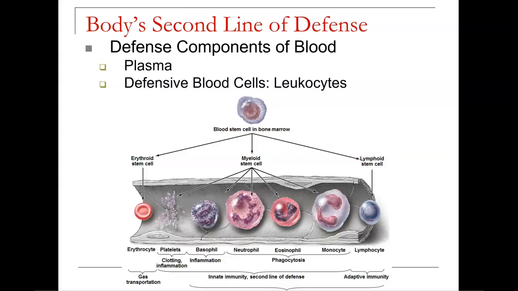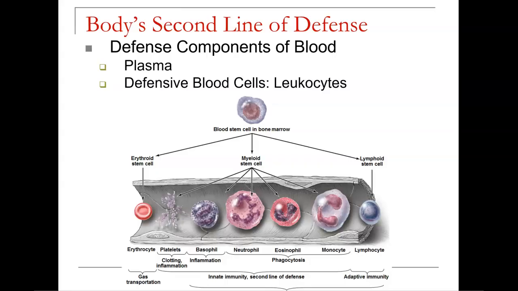Next one is going to be the one to the left of the neutrophil. It's going to be your basophil. It makes up about 0.5 to 1% of white blood cells. It's going to release histamine and heparin, which are going to promote inflammation. So these are the ones that will help with inflammation and help to get more blood cells to an area.